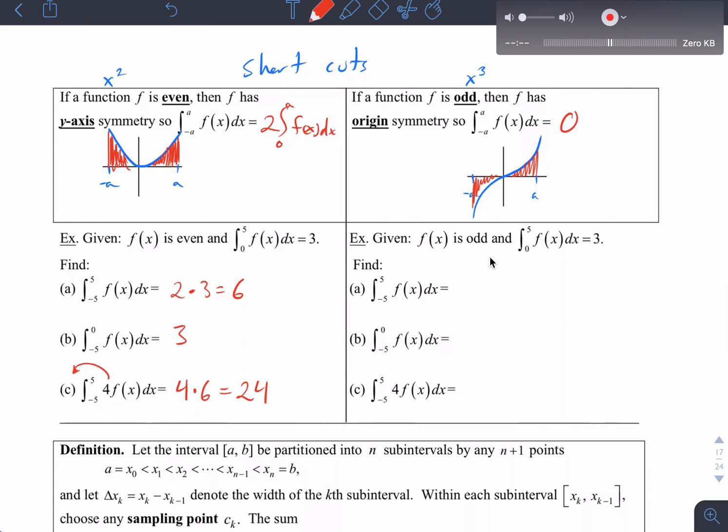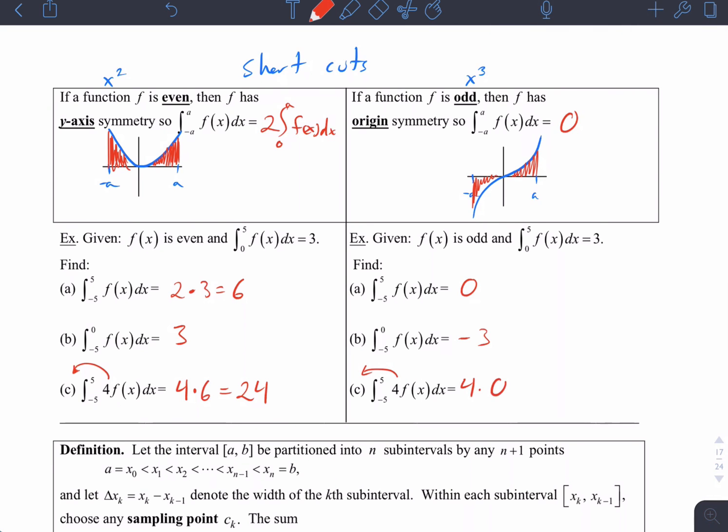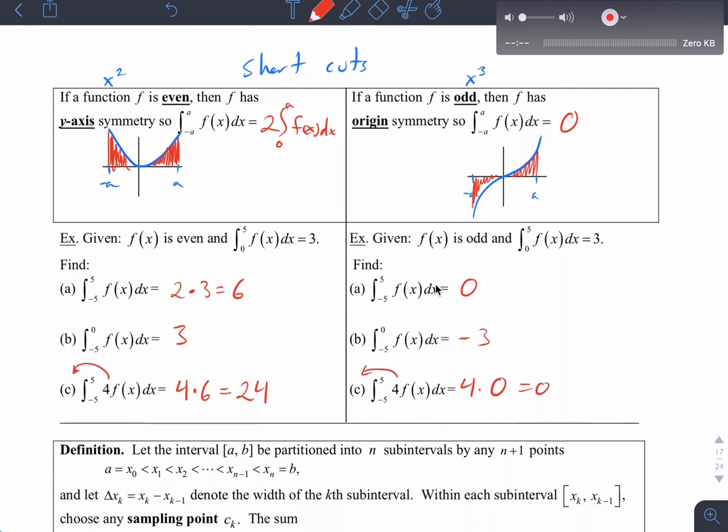Now we see the odd counterpart question. We know that from 0 to 5 it's 3, and the function is odd. From -5 to 5, if we go from here all the way to here, we notice that they're going to cancel each other out. So you end up with a big fat 0. From -5 to 0, that's the negative counterpart, which is -3. And again, with the letter C, you take out the 4, and it's 4 times a big fat 0, giving us a 0.